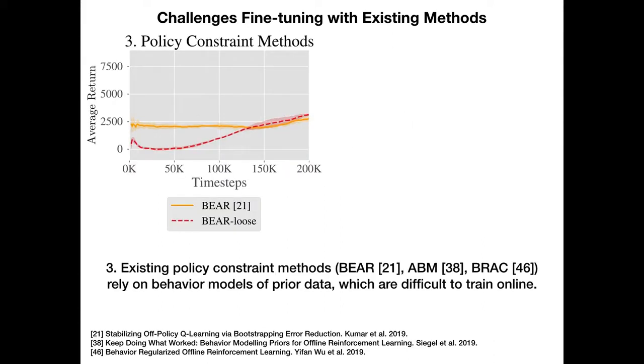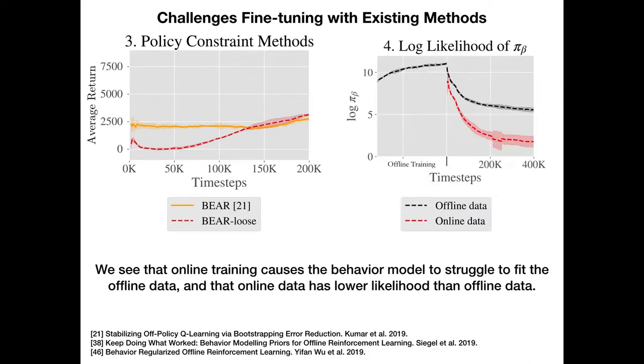Above, we see an example of BEAR, an offline method which enforces a constraint during the policy update, struggling to fine-tune online. When the constraint is loosened, the offline performance is worse, and fine-tuning is still relatively slow. The plot on the right shows the log likelihood of a behavior model which is pre-trained offline and then continuously trained online, split between offline and online data. We see that online training causes the behavior model to struggle to fit the offline data, and that the online data has even lower likelihood than the offline data.